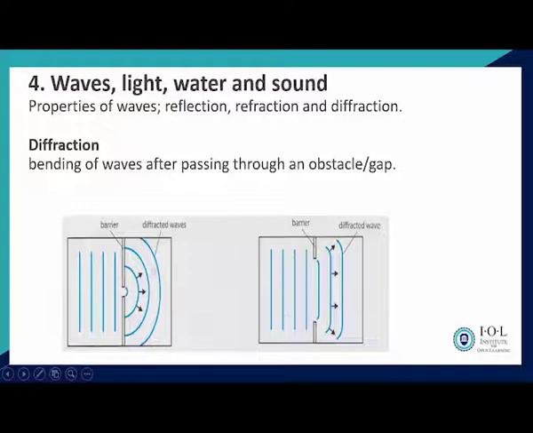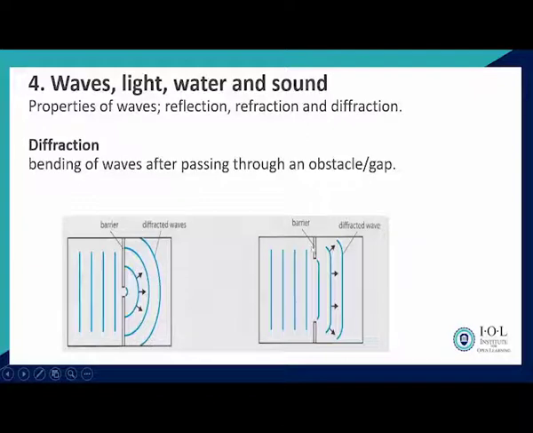Now you can see that after the waves pass through, they are going to be diffracted or bent. But the bending effect is not the same for those waves that pass through a narrow gap and those that pass through a wider gap. Waves that are passing through a narrow gap are diffracted more. That's why you can see that they are circular. Circular waves after passing through a gap means the diffraction was greater.